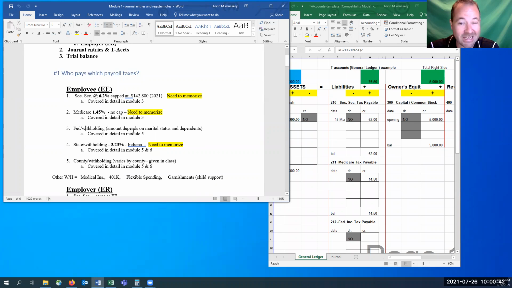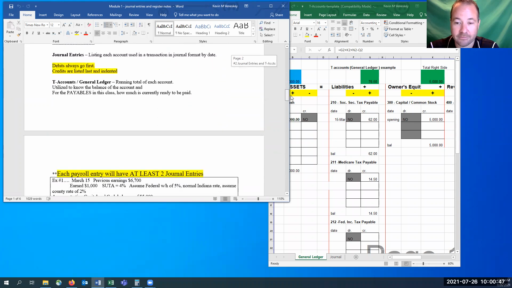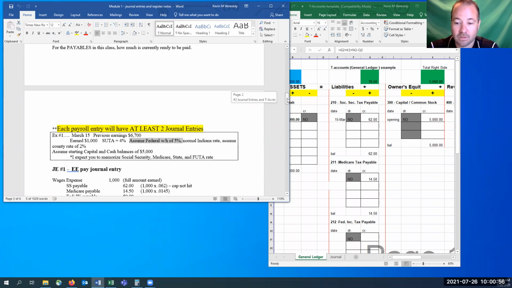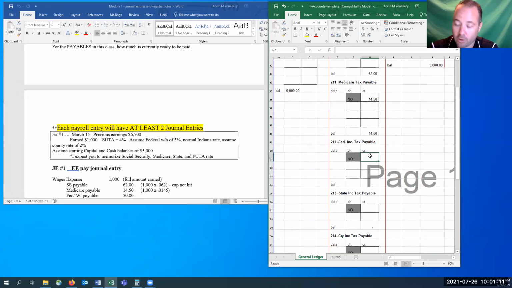Notice this one, I'm going to have to actually give it to you because we don't cover it until at least module 5. So on this one, I tell us, assume that federal withholding is 5% of your wages. Okay, so that's easy to do, 5% of 1,000 is $50. So the employer is taking $50 out of the employee's check. And then correspondingly now the employer owes $50 for federal income taxes.